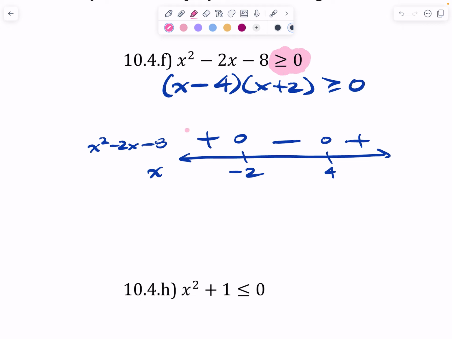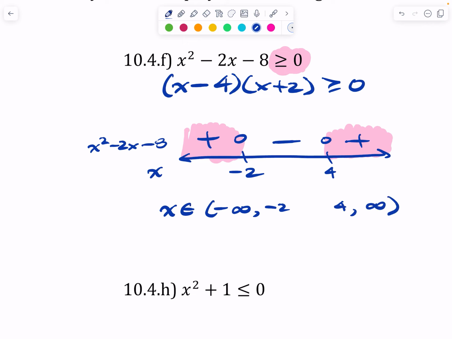Greater than being positive, there's actually 2 separate chunks where that's happening. So x could be part of the chunk that goes all the way to negative infinity and then up to negative 2. Or it could be part of the chunk that goes from 4 all the way to positive infinity. Remembering that we always put round brackets on infinities because they're not numbers, they're ideas. Since this is an inclusive inequality, it's got the or equal to. We will include the negative 2 and include the 4.